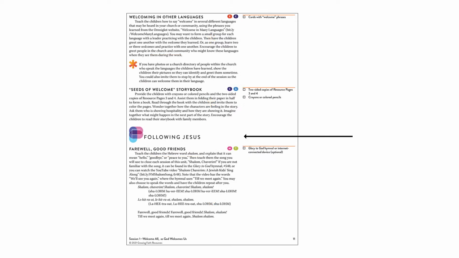Then our final section is the following Jesus section, which is just our blessing and sending. We're going out into the world, taking this practice with us so that we can spread it to everyone that we meet. The final thing you'll notice about the session plan is that it has resource pages. Now these can be in black and white or full color, and there may be a different number of them for each session. It just depends on what that session needed.